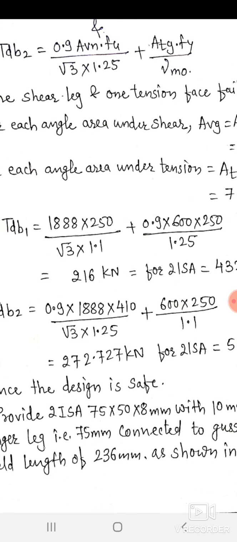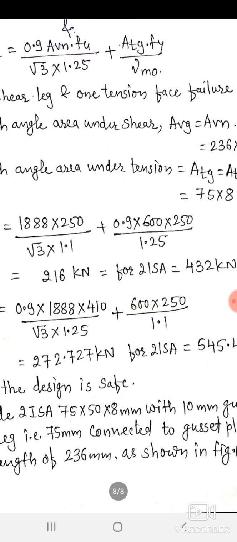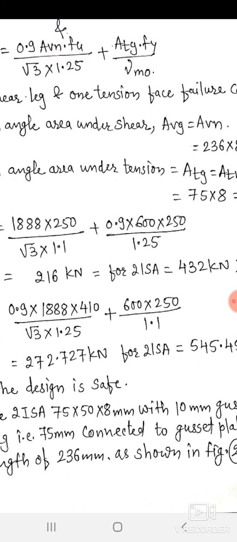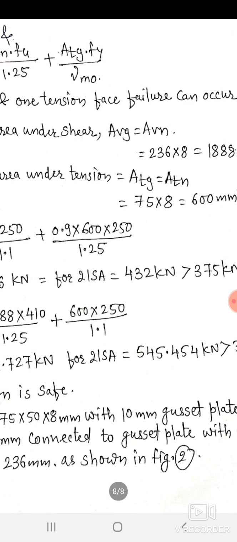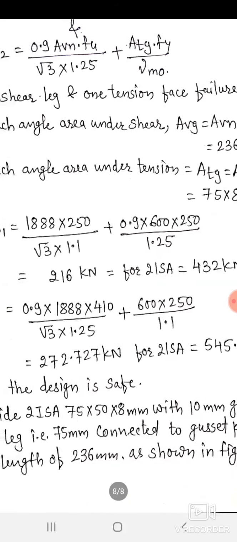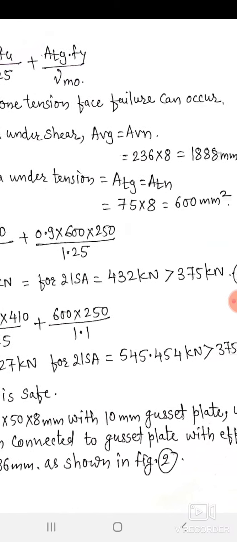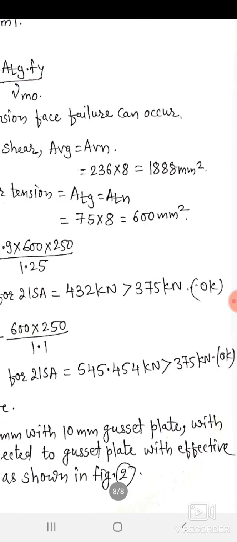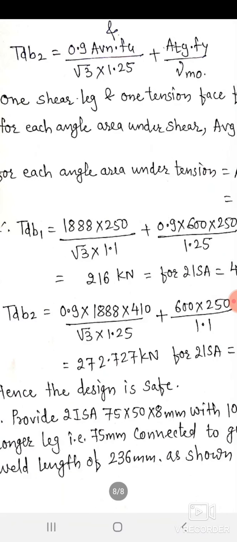Substitute in the TDB1 and TDB2 formula. So 216 kilonewton is TDB1 for single angle. Multiply it by 2, that gives me 432 kilonewton, which is greater than 375 kilonewton. Therefore it is safe. Similarly, TDB2 for single angle is 272.727 kilonewton. Multiply it by 2, I'll be getting the answer as 545.454 kilonewton, which is greater than 375 kilonewton. Hence the design is safe.